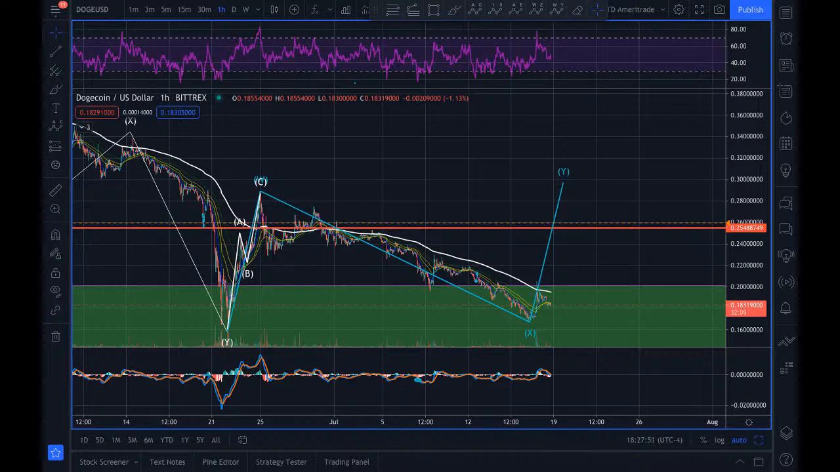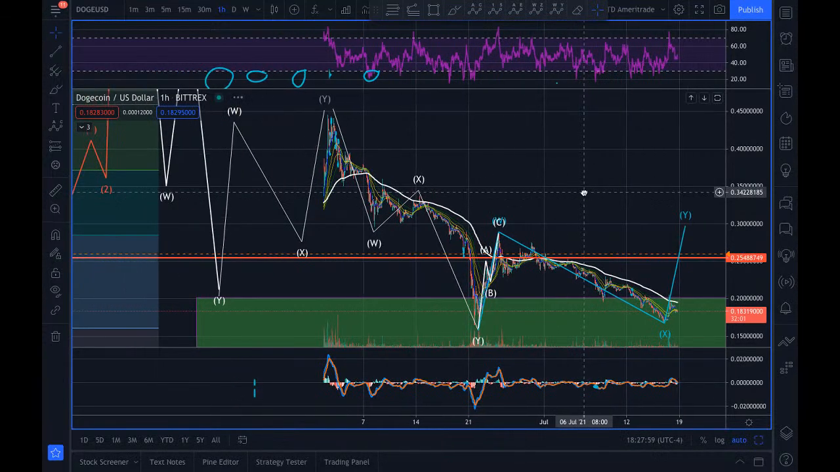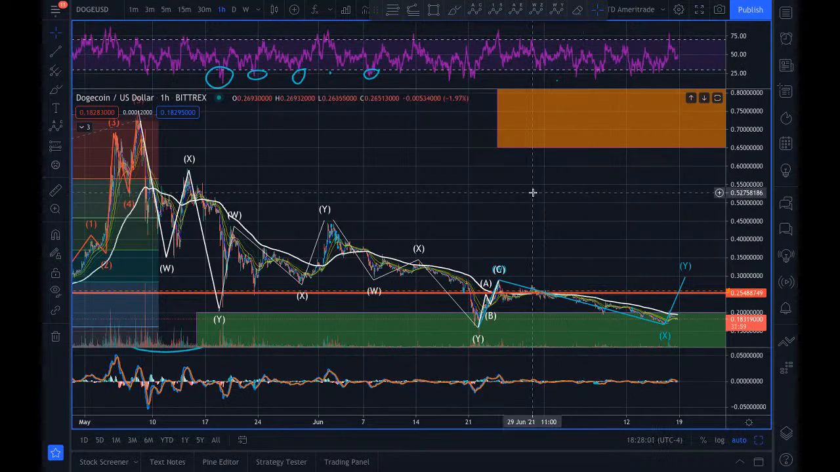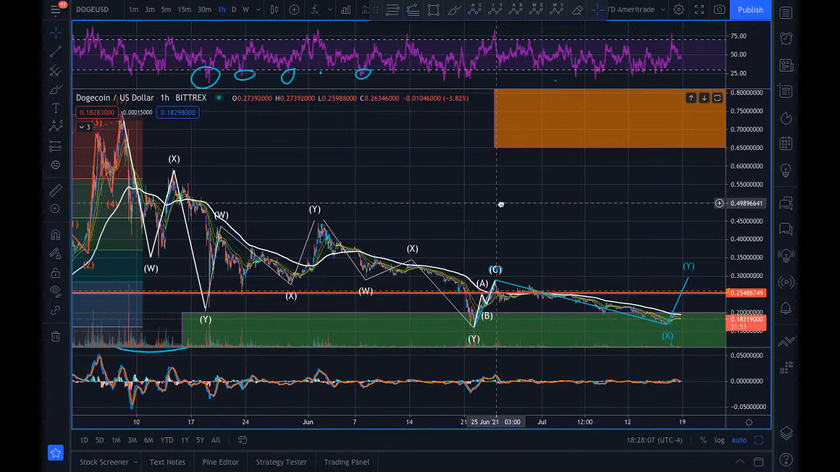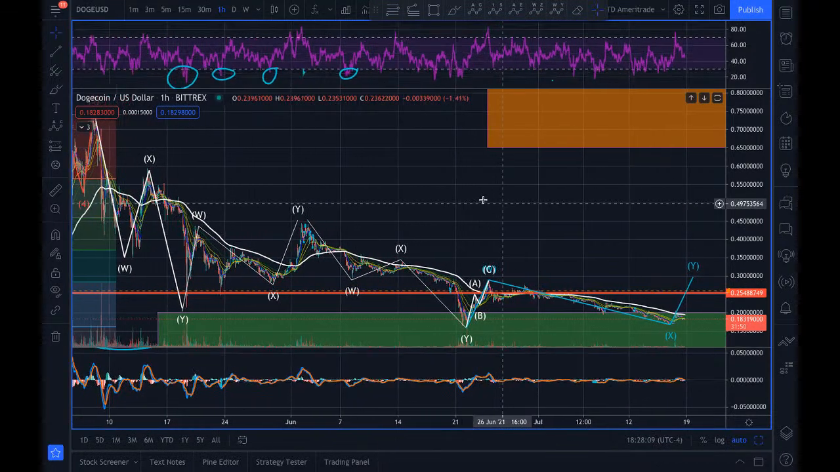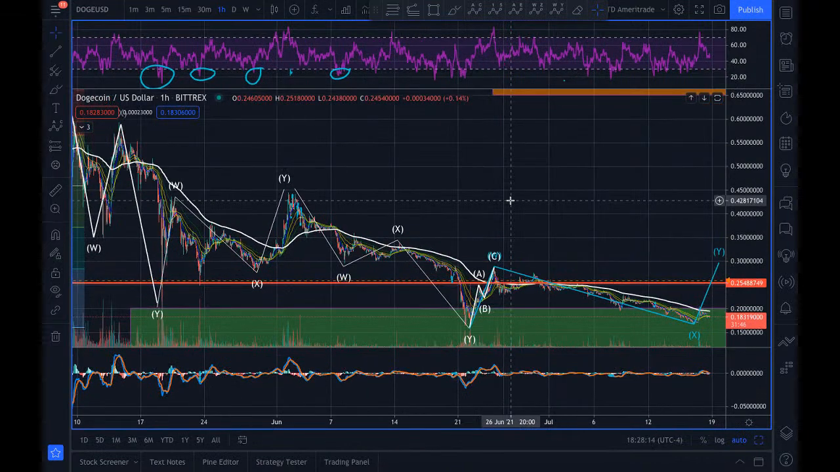Rocketman said, what platform is this? This is TradingView. You can get a free version of it or a paid version. I'm not affiliated with them, although I would be if I could be, because it's a good platform. You can get a free version, you can get a paid version. The free version is good.